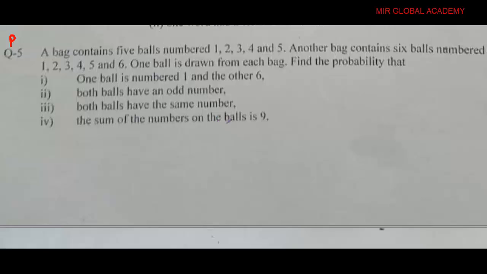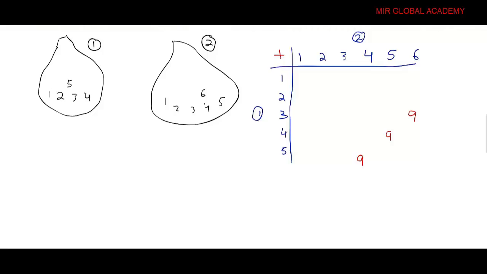The sum of the numbers on the balls is 9. It is good to draw the possibility diagram again. Now we have to add the numbers on the balls. So as the sum is 9, there are 3 possibilities. Ball numbers 3 and 6 will be 9, and 4 plus 5 is 9, and 5 plus 4 is also 9. So 3 out of 30, which is 1 over 10.